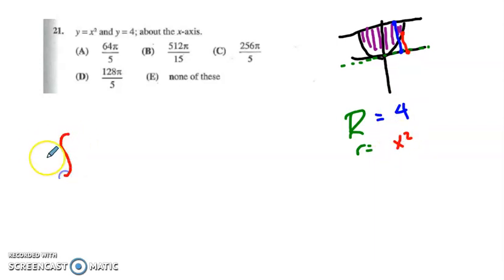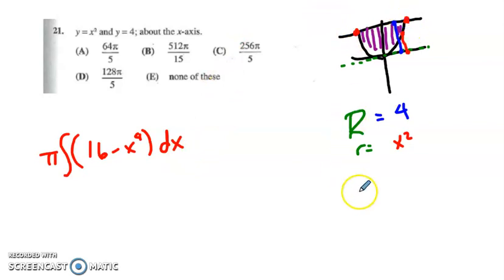So then when we integrate, we have pi, and then we have big R squared, which will be 16, minus little r squared, which will be x squared squared, or x to the 4th, dx. The limits of integration come from this point of intersection and that point, so we have x squared equals 4, so x equals plus or minus 2, so we are integrating from -2 to 2.